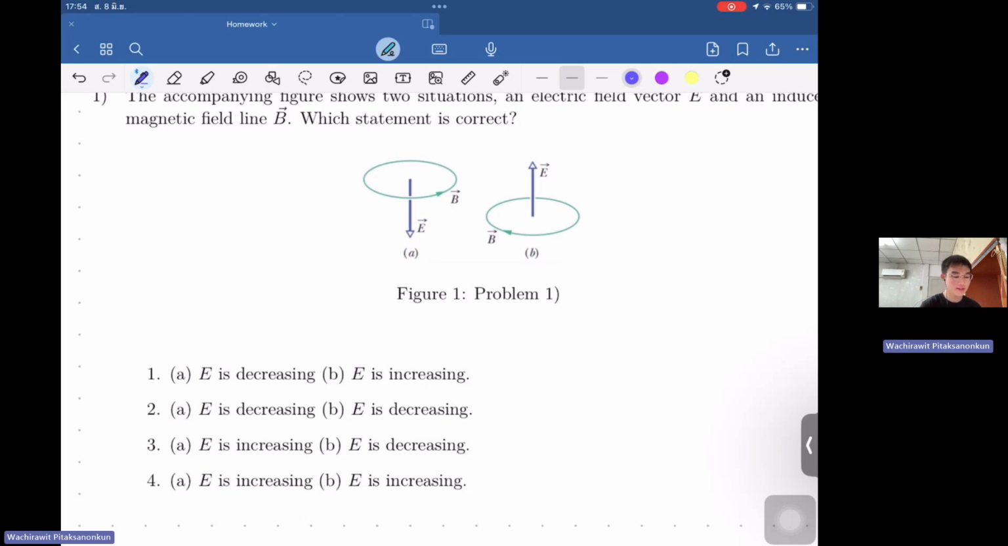And you can see that in the first figure, the current is going anti-clockwise, which means that the current will be upward, like this. And also with figure B, the magnetic field is going clockwise, which means that the current is going downward.